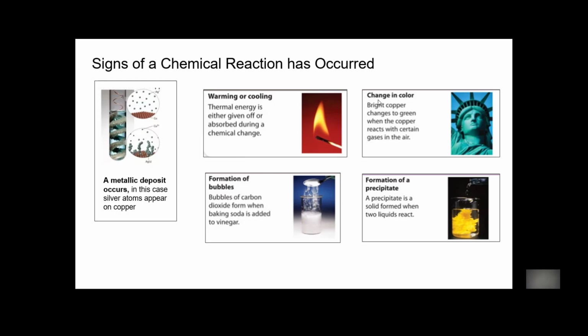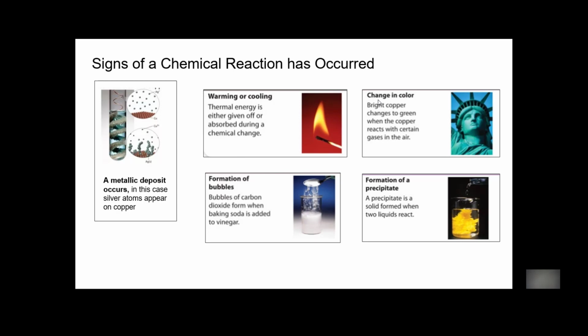A change in color is another sign of a chemical reaction. Next week, we're going to do a titration, and that involves a changing of a color of a solution that will let us know when the chemical reaction has occurred. Formation of bubbles is a gas leaving a chemical reaction, and bubbles, fizzing, sometimes you'll hear popping, those are gases leaving. And formation of a precipitate.